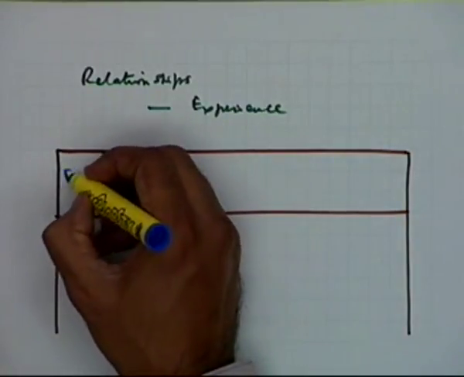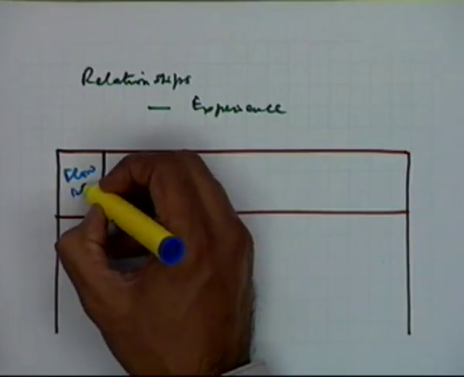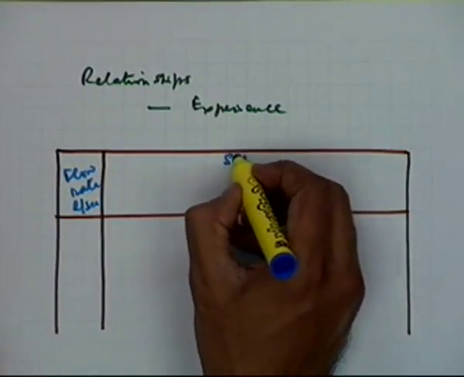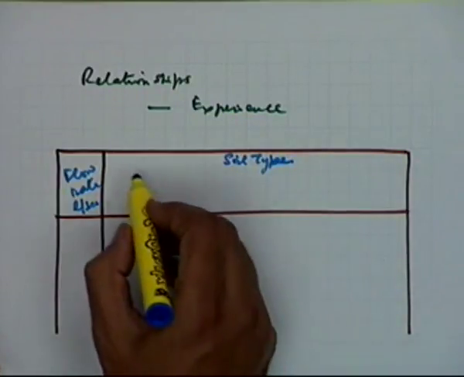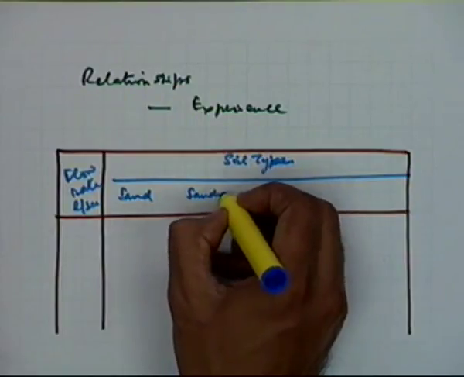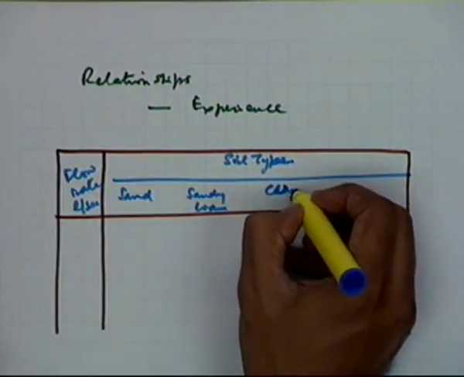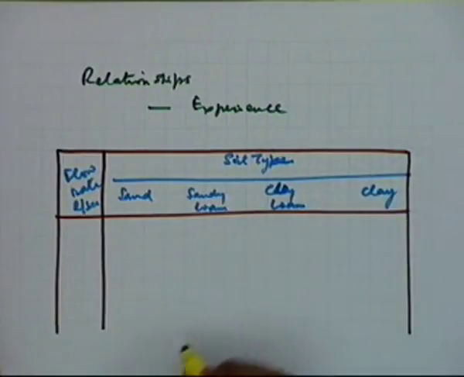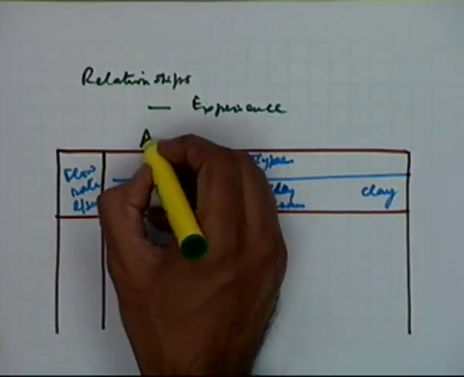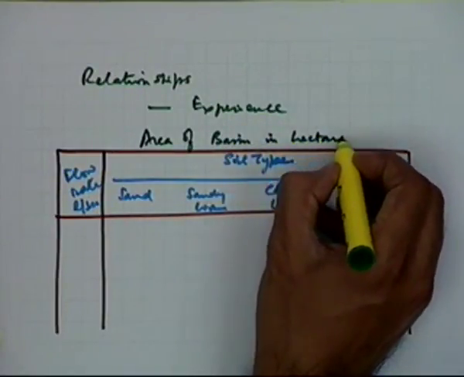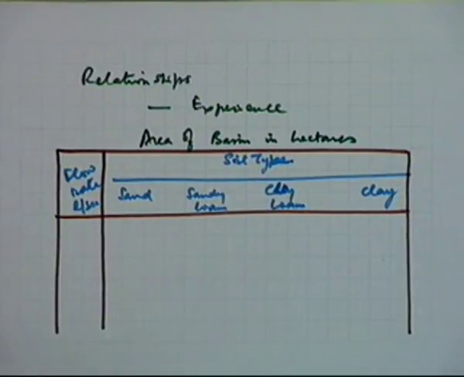In one form which I am trying to express here is the chart given in terms of the flow rate in liters per second and for different soil types. The soil types vary from sand to sandy loam to clay loam, so clay, and you are given the area of the basin in hectares, for different flow rates and for different soils.